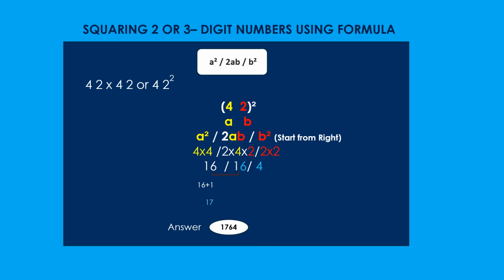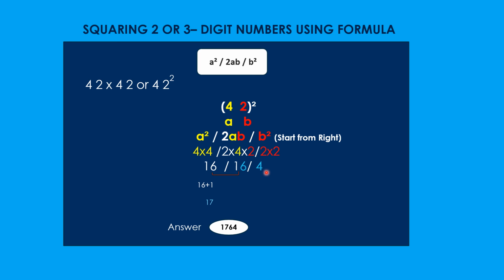Let us take another example, 42 times 42. Again, in 42, we just consider unit digit as B and tens digit as A. Then write the formula. So A square, 2AB and B square. Start from right and substitute the values. B is 2, so B square, 2 times 2. Next is 2AB, 2 times A times B. A is our 4 and B is 2. 2 times 4 times 2. And to the left is A square. A is our 4. So 4 times 4 is 16.